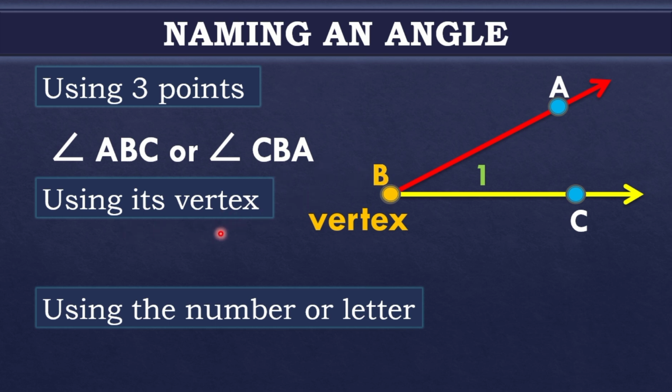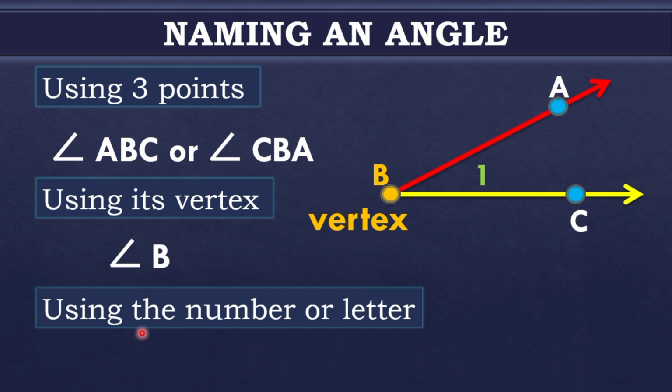Okay? So, ang vertex mo, pwede mo siyang gamiting pangalan ng angle. So, we can also name this figure as angle B. Okay? So, pwede siyang angle B. Kasi, yun yung vertex. Okay, next. Pero, meron tayong restriction sa paggamit ng vertex to name the angle, ha? Later, magpapakita ako ng example.